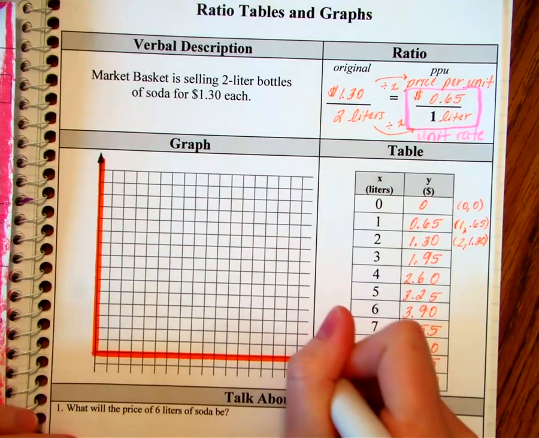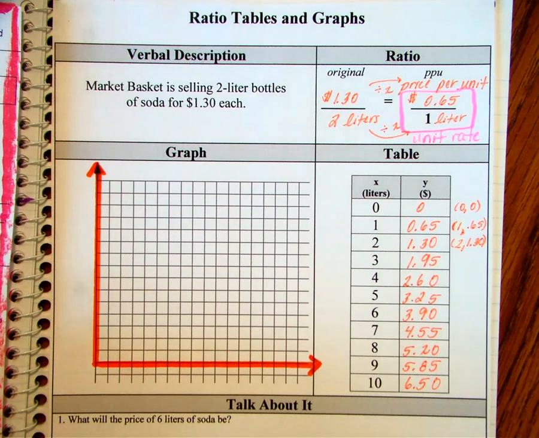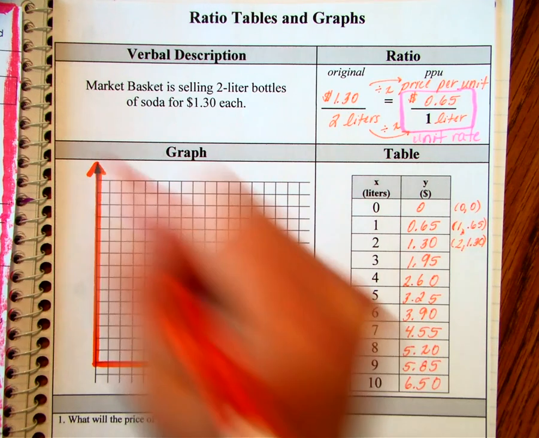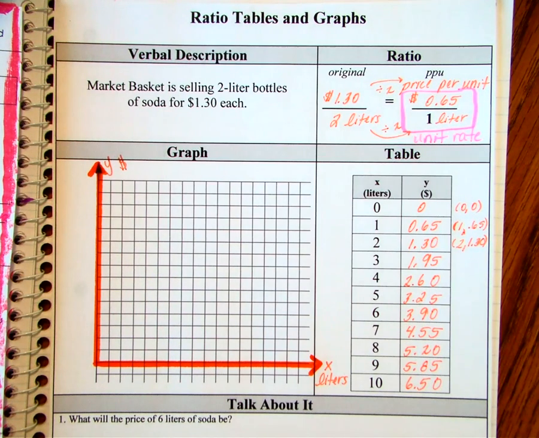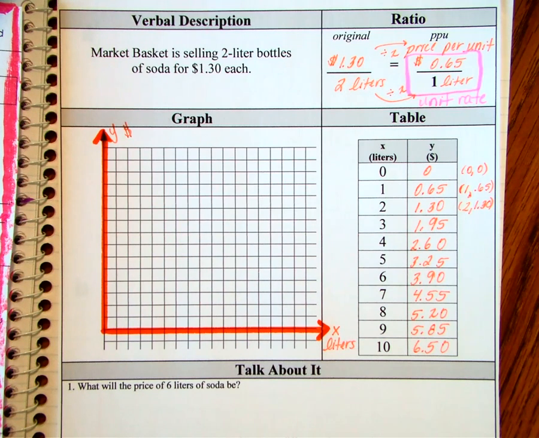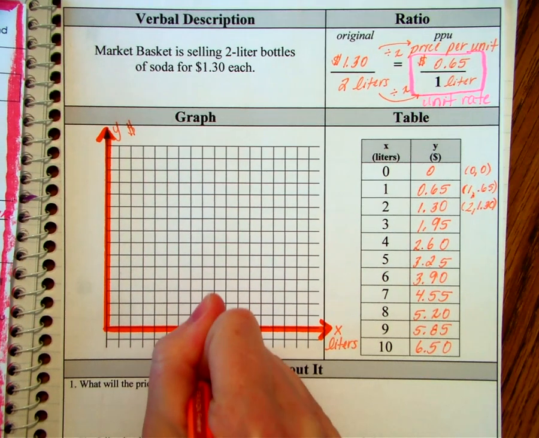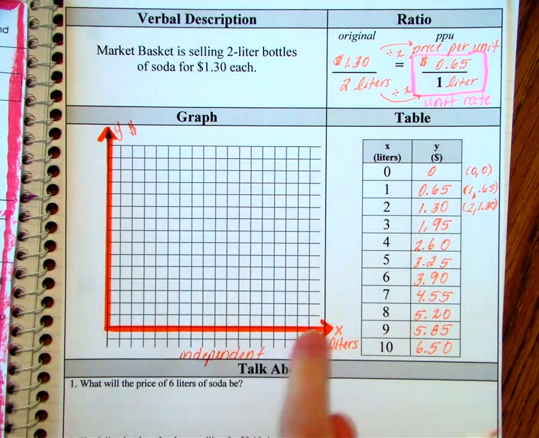So your axes are like rays. They go on. And really, they're like lines because they would go on into the other coordinates. But right now, we're really just in the first coordinate. So this is x. And this is going to be your liters. And this is y. This is going to be your money. X is the independent variable. Y is the dependent variable. You don't spend money unless you have liters.